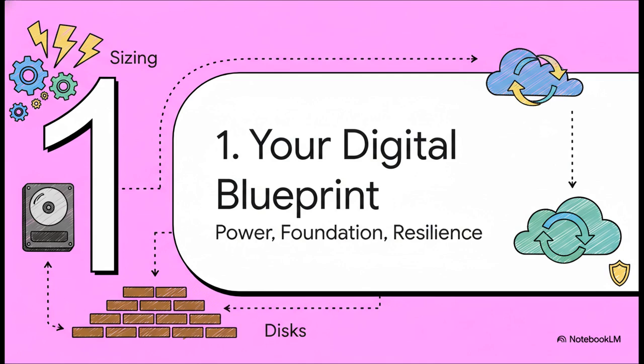So before we even think about laying a single digital brick, we have to get our blueprint right. And that blueprint rests on 3 core pillars. First, there's power, which is all about sizing your machine correctly. Then, the foundation, think disks and security. And finally, resilience, which is all about high availability. Get these 3 right, and you're golden.